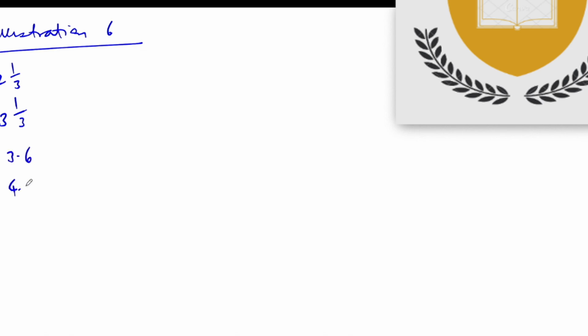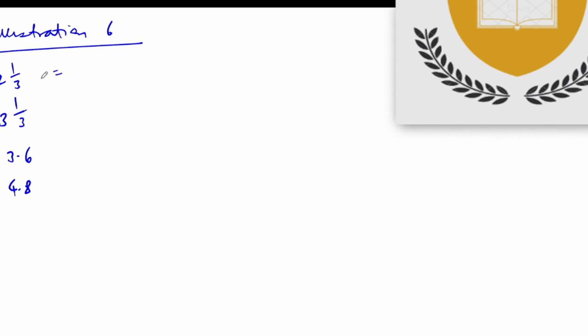You can try example number 5, ratio between 3 kg and 5 kg. Very simple. Then to find which ratio is greater. Illustration 6. To find which ratio is greater, we have 2 and 1 by 3, we have 3 and 1 by 3, and we have 3.6 and we have 4.8.